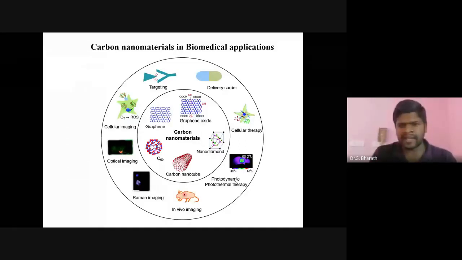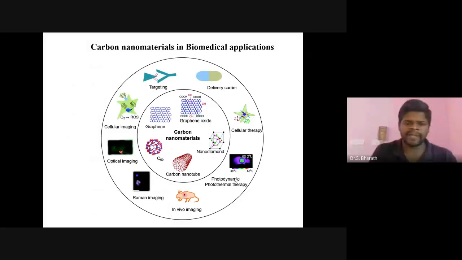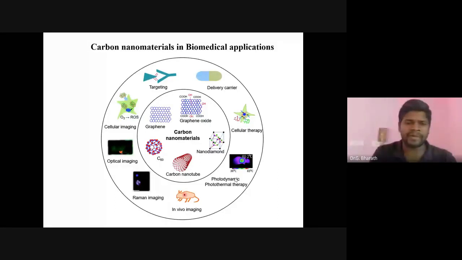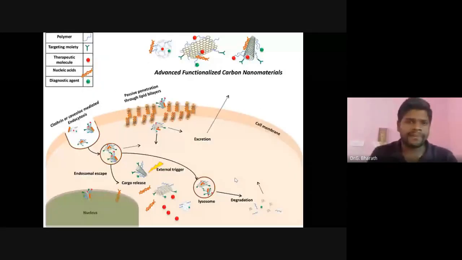So these are all different allotropes of carbon. These may be useful for drug delivery applications, cellular therapy, photodynamic, photothermal, Raman imaging, optical imaging, and cellular imaging. So we may use several carbon allotropes for various applications, especially biomedical applications. For example, people recently developed advanced functional carbon nanotubes for loading and then releasing antiviral drugs.